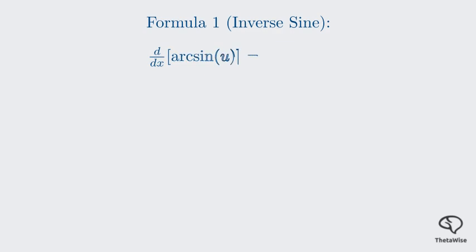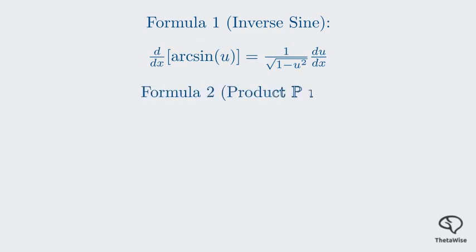Let's list the formulas we'll be using. First, the derivative of the inverse sine function. The derivative of arcsin u is 1 over the square root of 1 minus u squared times du/dx, which is the chain rule part. Second, the product rule. The derivative of a product of two functions, u times v, is u times the derivative of v plus v times the derivative of u. Let's apply these to find the derivative, dy/dx.